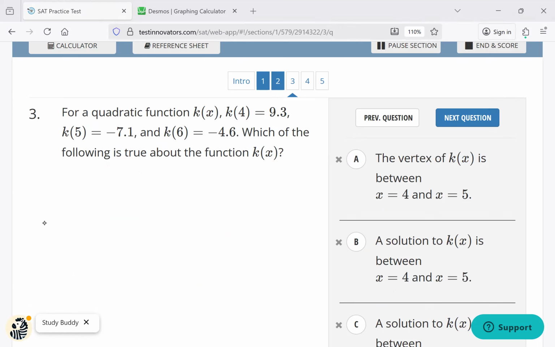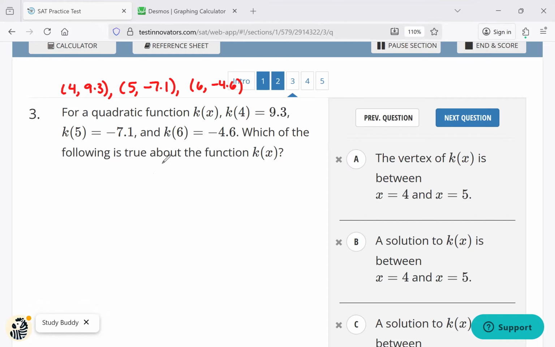Okay, question 3. For a quadratic function k of x, you have a coordinate k of 4 equals 9.3, a coordinate of k of 5 equals negative 7.1, and another coordinate of k of 6 equals negative 4.6. Which of the following is true about the function? I would just plot these points. You don't have to find the equation. So you have a point at 4 comma 9.3, another at 5 comma negative 7.1, and another at 6 comma negative 4.6.